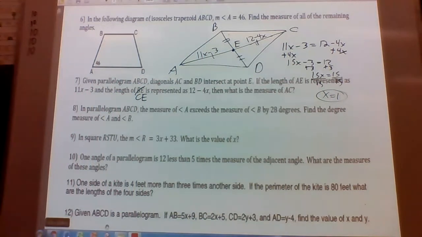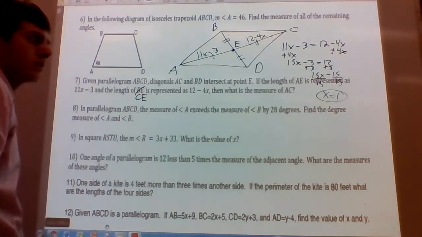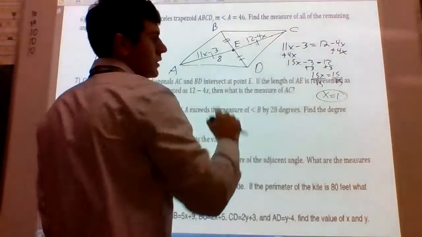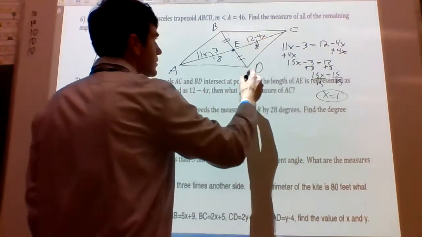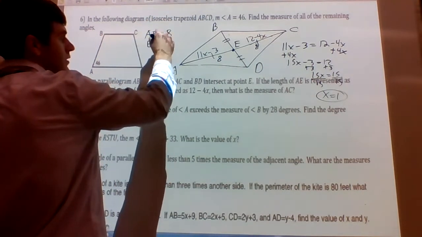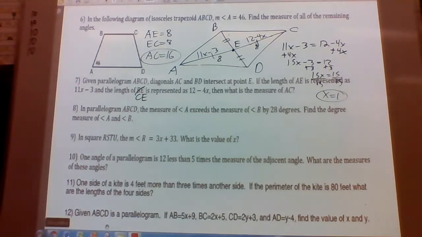So for the measure of AC, we have to substitute back in. So 11 times 1 is 11. 11 minus 3 is 8. And then we have 4 times 1 is 4. 12 minus 4 is 8. So AE equals 8. EC equals 8. So AC is going to equal 16. Yeah, there's no way we could have done this. The only way is if we had a right angle, then we could use the Pythagorean theorem to find AB. Yeah, that has to be CE. It's got to be CE.